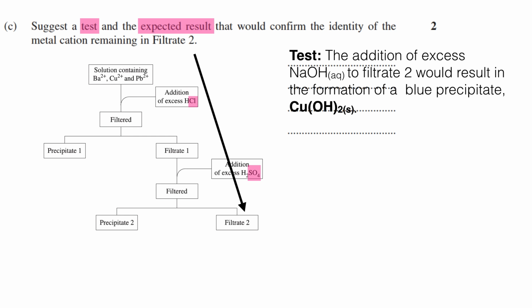The addition of excess sodium hydroxide, I'm using the idea of excess from the question. It's always good to replicate the information the HSC has given you. The addition of excess sodium hydroxide, there it is, the hydroxide ion, to filtrate 2, this is my final solution with the hidden ion in it, would result in the formation of a blue precipitate, copper hydroxide. The test is the addition of excess sodium hydroxide. The expected result is the formation of a blue precipitate.